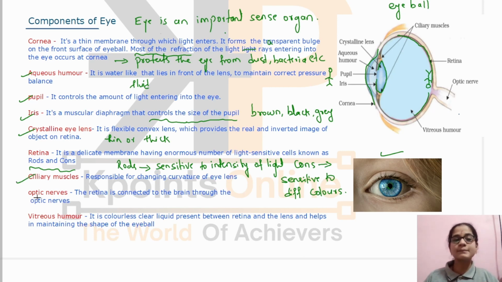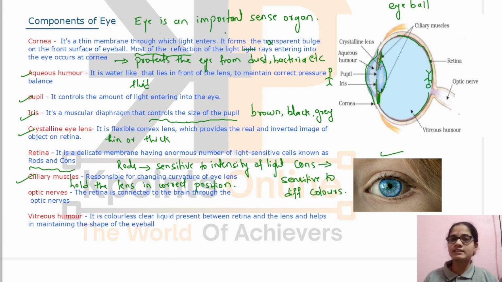Then ciliary muscles. Which are these? I have already said that the focal length of the eye lens can be changed, which means the curvature of this eye lens can be changed. These ciliary muscles are responsible for changing the curvature of the eye lens. You can see here, these are the ciliary muscles. They will hold the lens in correct position. And also these are responsible for changing the curvature of the lens.